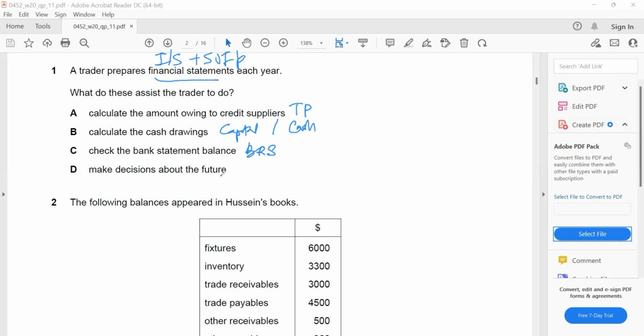Making decisions about the future. Using these financial statements, if your business is doing well, then you have to make a decision to expand or how to make it better. So that is the more accurate answer for it.